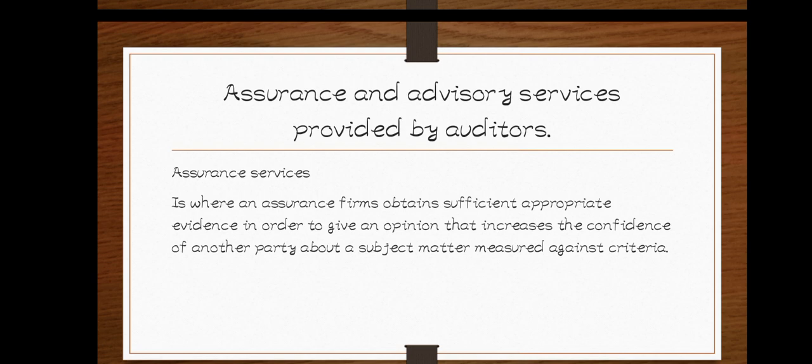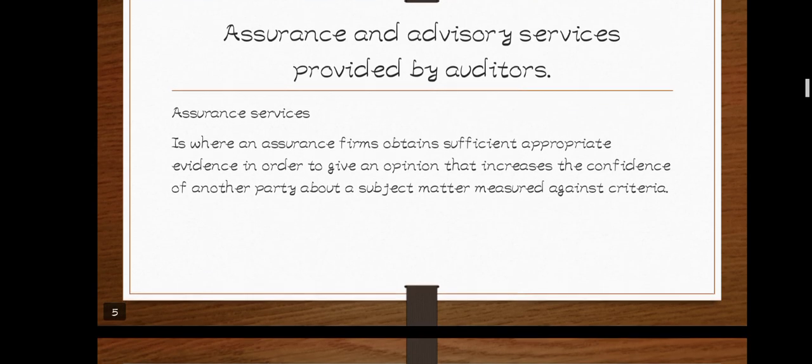We are still continuing with auditing topic 1, and in this video we are going to be looking at the assurance and advisory services provided by auditors. So we shall start with the assurance services. Assurance services is where the assurance firms, the auditing firms, obtain sufficient appropriate evidence in order to give an opinion that increases the confidence of another party, the shareholders or the owners of the company, about the subject matter measured against criteria. So the auditing firm gets evidence that shows whether the financial statements are free or not free from material misstatements. That is assurance services.